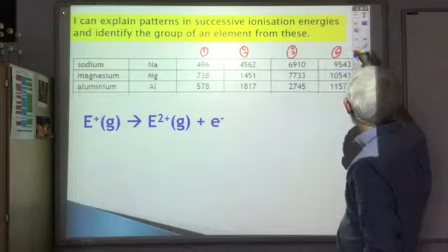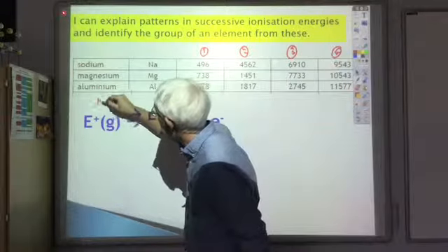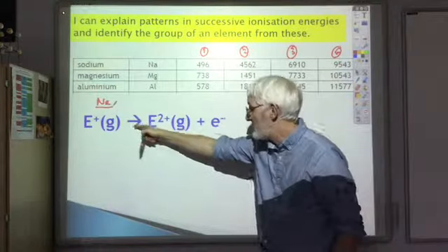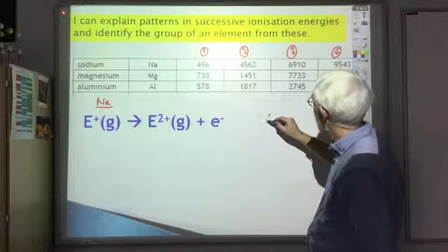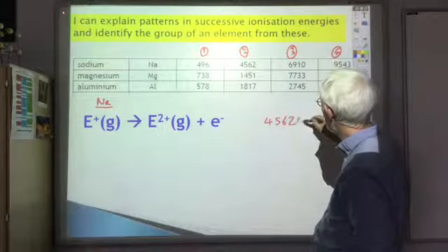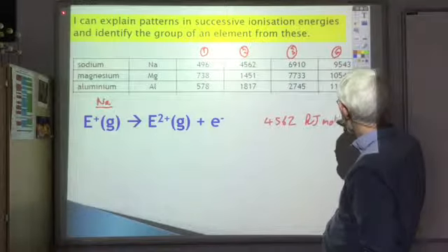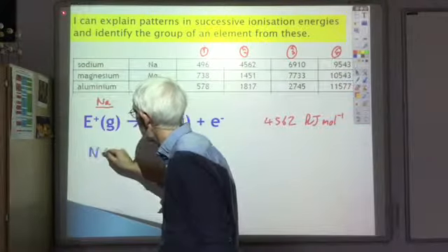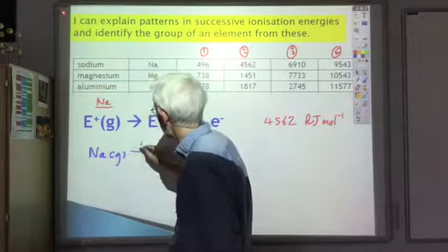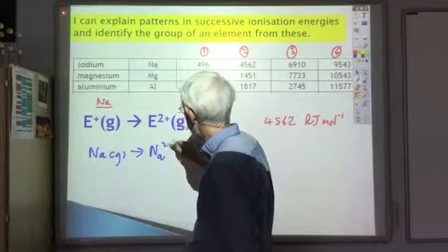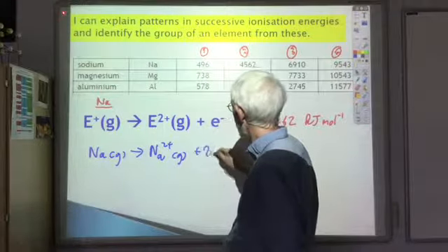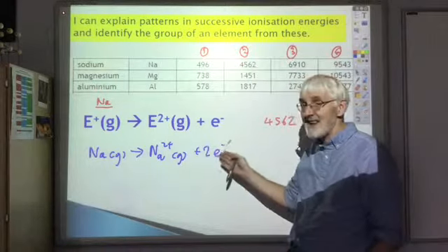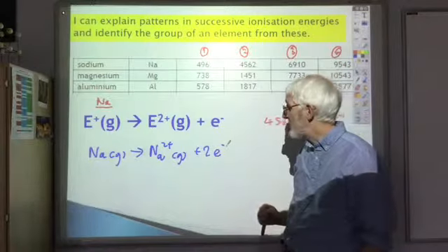Say we were looking at sodium, the value for the second ionisation energy, which is the energy required to remove the second electron, is 4,562 kilojoules per mole. And just contrast that with the energy required to go from Na gas to Na2 plus gas plus 2 electrons. So that's the equation for removing the first and second electron from a sodium atom.